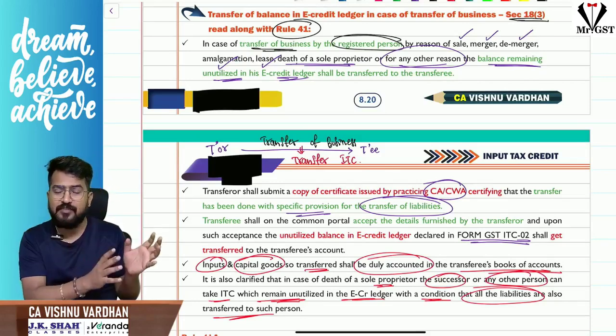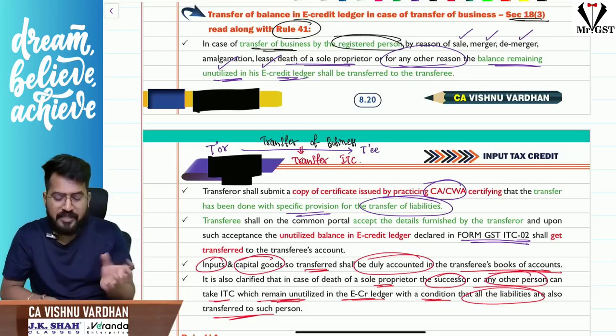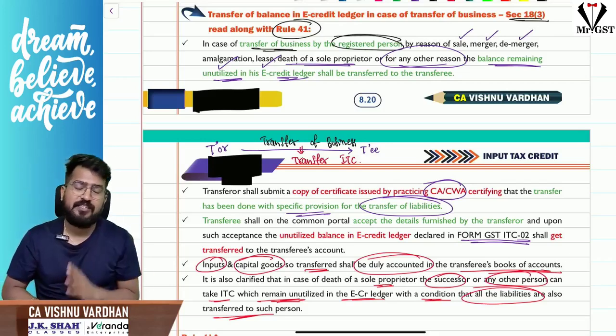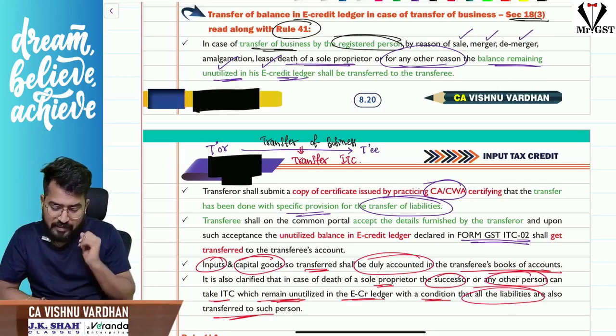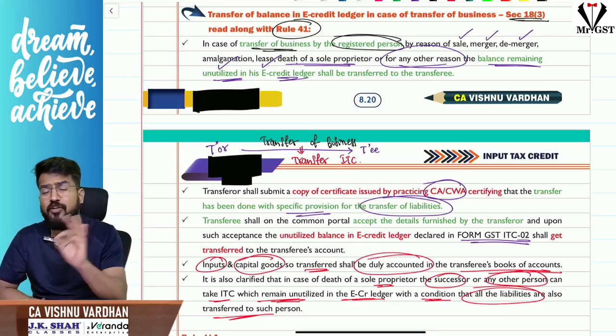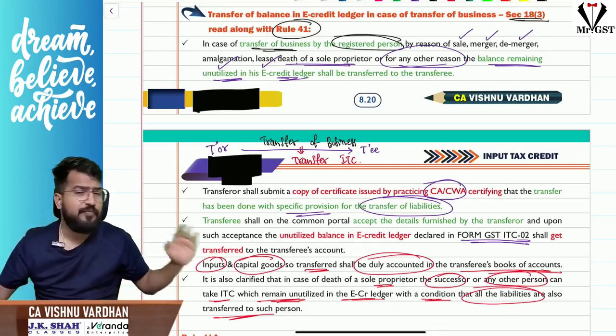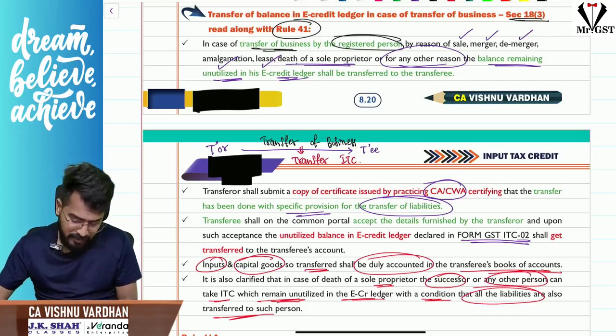Okay, so the transferor can transfer the unutilized amount of his e-credit ledger balance. And as I repeat, the condition is that the sale of business should include the transfer of all the liabilities. That is the condition which is very important.